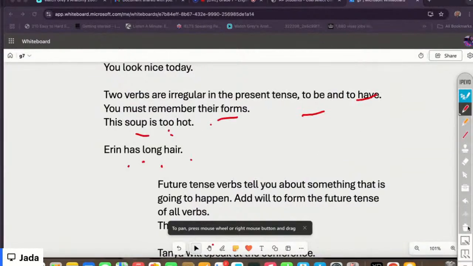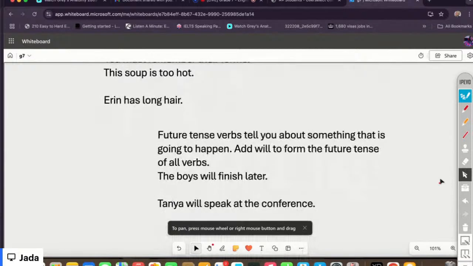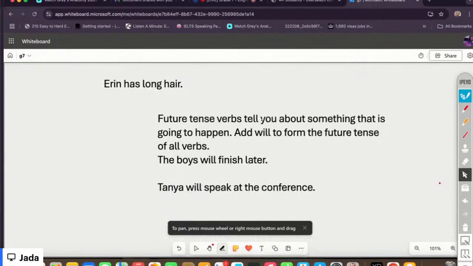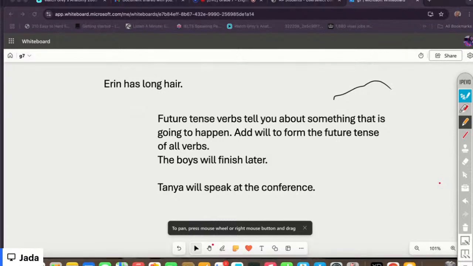So we also have the future tense. Future tenses tell you about something that is going to happen. So of course we know that future is something that has not happened already. You have to add will to the verb to form the future tense. The boys will finish later. Tanya will speak at the conference. So you can see that it also has will.